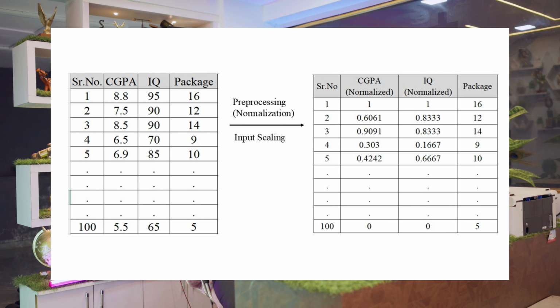Now let us understand data normalization and input scaling. Suppose CGPA is out of 10 and IQ is out of 160. These values are in different ranges, so the neural network may get confused about which feature is more important. To solve this, we scale all values into the same range, such as 0 to 1. This process is called data normalization or input scaling. After normalization, we give the input to the neural network.